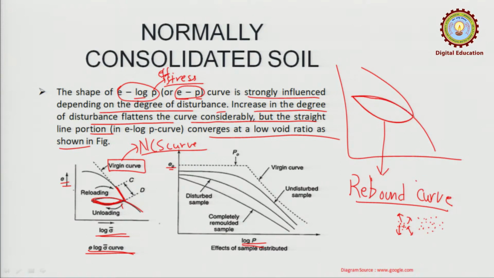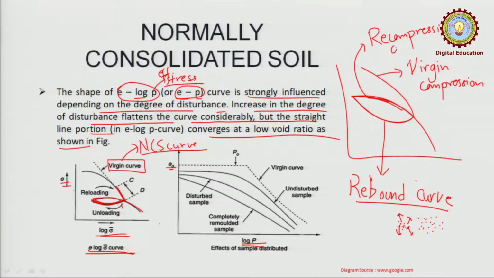This type of curve will form, but this was virgin compression because for the first time the load was being applied. Now this won't be a virgin compression because we have already applied that much load, so this will be a recompression curve. This will be a recompression curve and this will be a virgin compression curve, and this is the rebound curve. Again, this much part will again be a virgin compression curve, because this is a different story. So, this is what it was telling us.